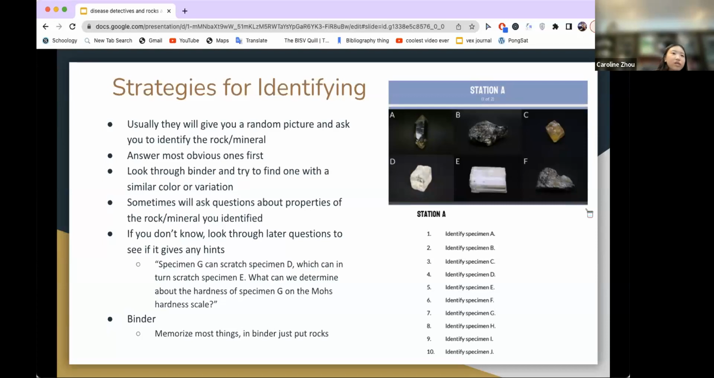Okay, yeah, and also you get a binder, right? But it's going to take you a long time to finish the test if you have to scroll through the binder for everything. So I would suggest you memorize most things, like the rock cycle and types of rocks. And in the binder, just put a list of rocks. So if you were to create a digital binder and then print it out, I'd say put the name of the rock, put a picture of the rock, put the chemical composition, formula, cleavage, luster, and things like that. So that it can help you find the rock.